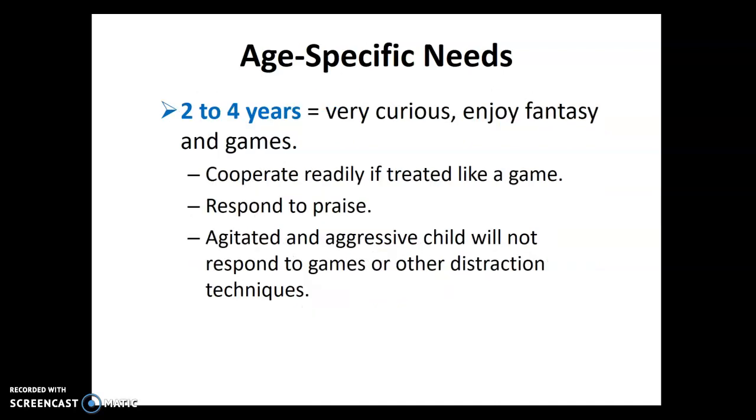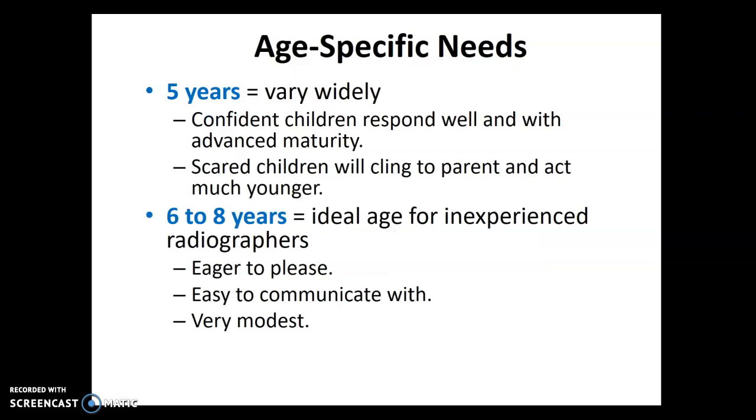2 to 4 years. These guys are really curious. They've got their imaginations going. They like games. They respond to praise and they respond to bribes, and usually stickers go a long way for this age group. 5 years. This varies a lot. Depending on the confidence level of the child, they're going to go either way. They're either going to cling to the parent and act much younger, so they may cling to the parent and act 2 to 3 years old. They may be sort of comfortable as long as the parent is close by. And some 5-year-olds are really confident and communicate extremely well.